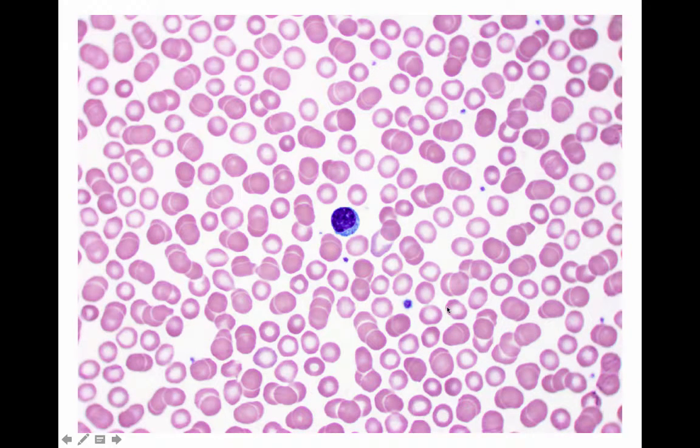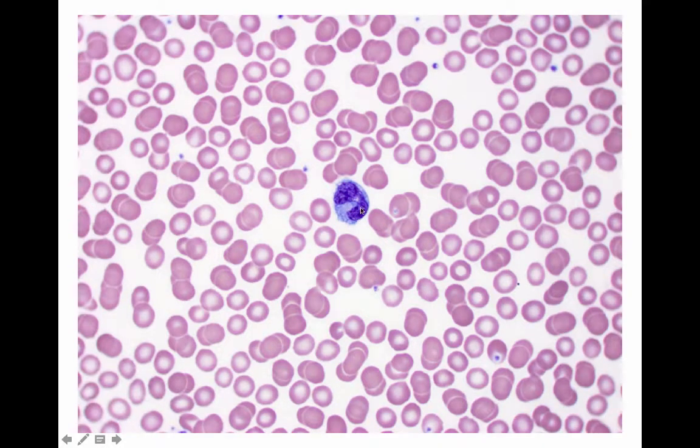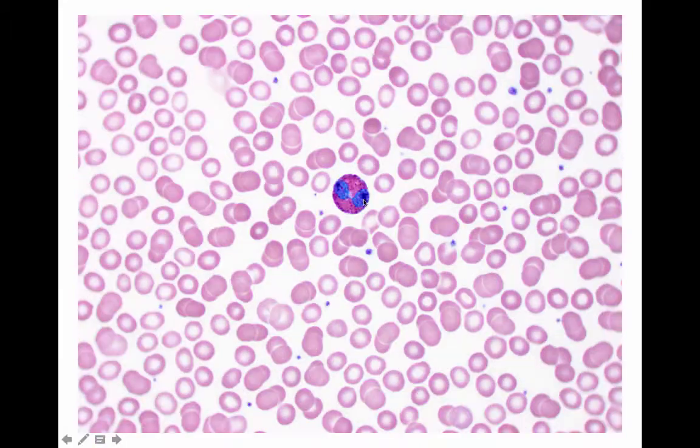If you want to try to take a moment to identify this cell in the mix of all these red blood cells, we see a large nucleus with a small amount of cytoplasm, indicating a lymphocyte. Here we see almost a dual-lobed nucleus, a monocyte.